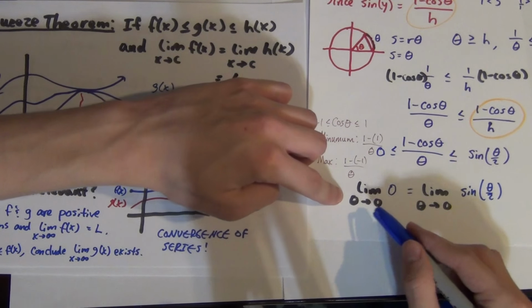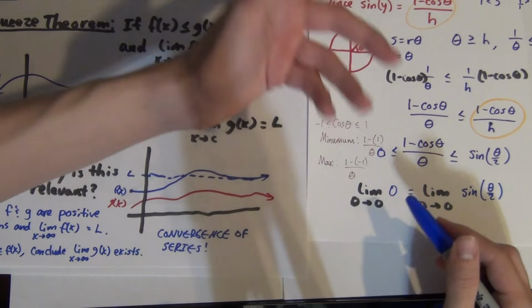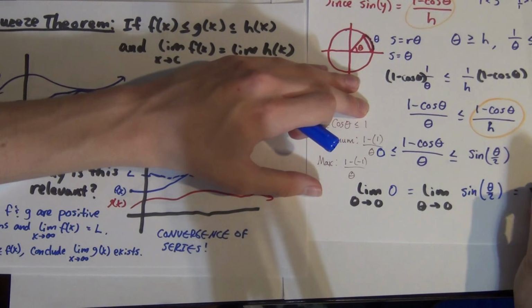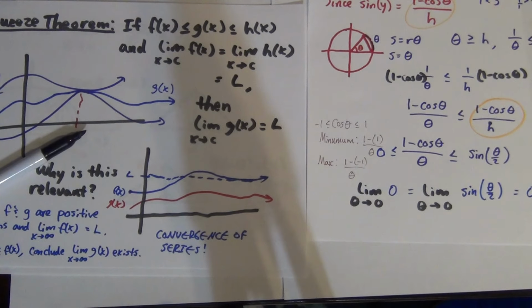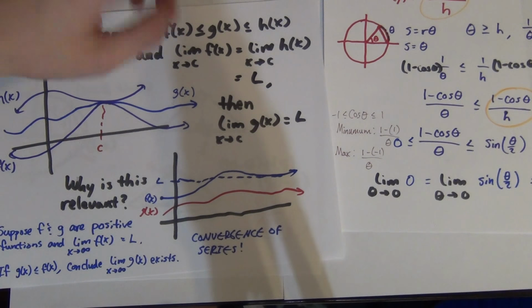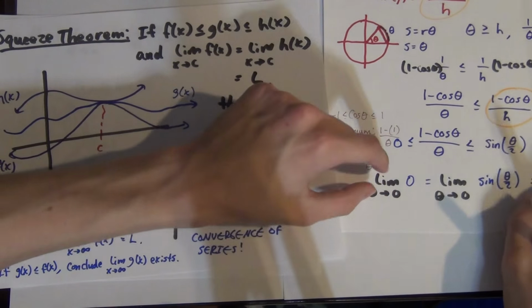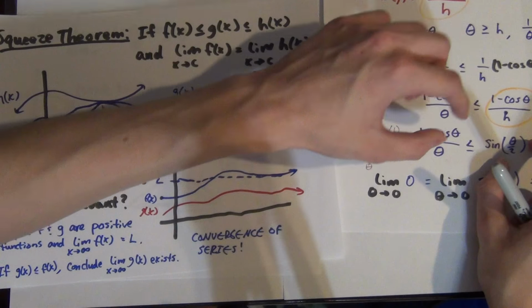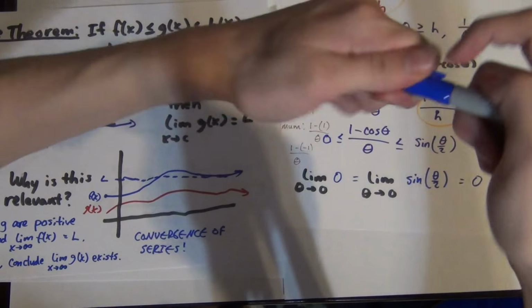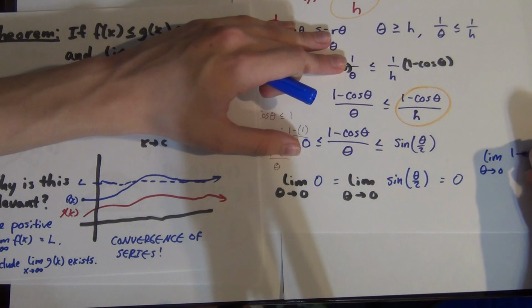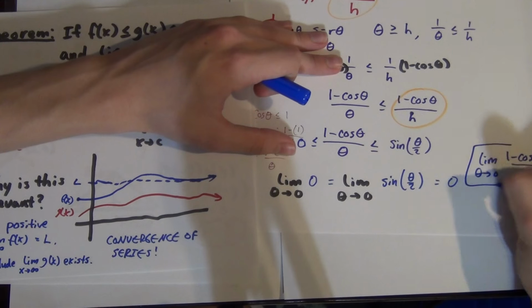And the limit as theta approaches 0 of 0, 0 is a constant function. Regardless of what I'm approaching, the function is going to be 0. Both of these equal 0. And by the squeeze theorem, by the stipulation that I laid out to you just a few minutes before, if both of these limits equal 0, and that's squeezed in between, that limit exists, and therefore the limit as theta approaches 0 of 1 minus cosine of theta over theta equals 0.